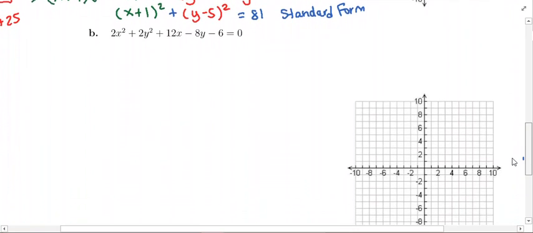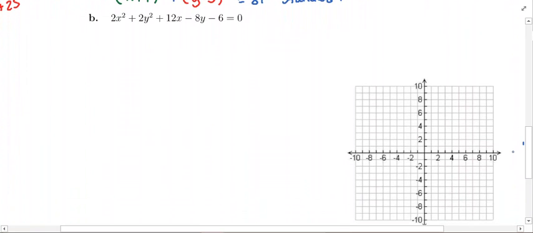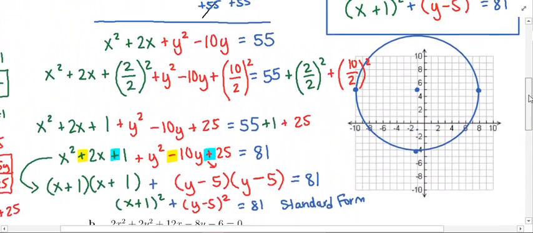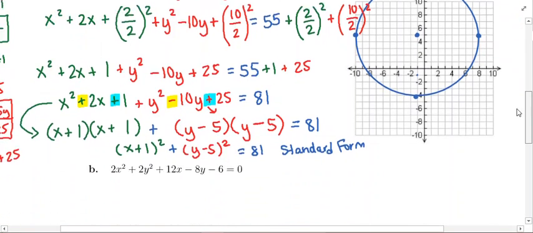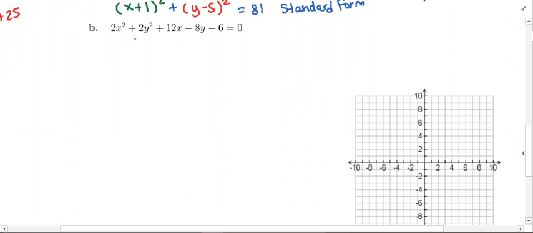The first thing I want to point out, there is a slight difference between the equation in part B and the equation that is in part A. If you compare the two, the thing you need to notice is that in part A, the x squared and the y squared were multiplied by 1. In example B, the x squared and the y squared both have a 2 in front of them, okay?